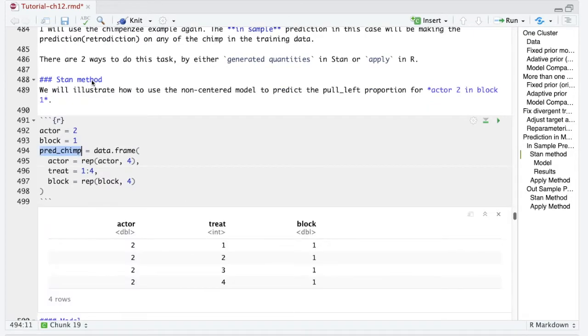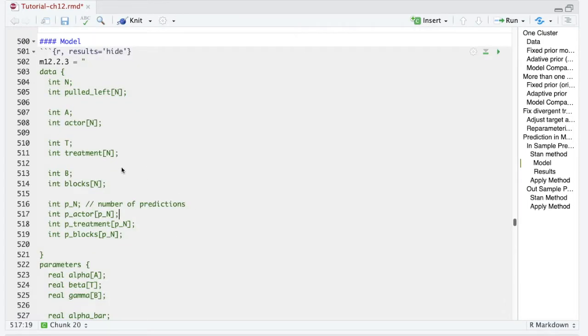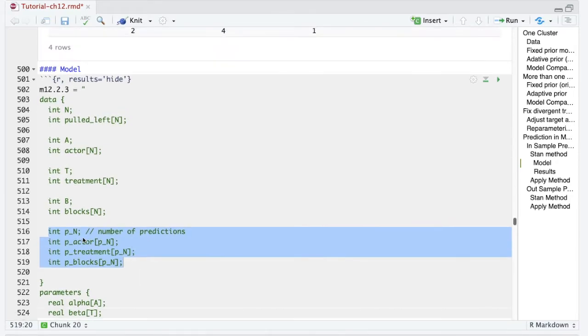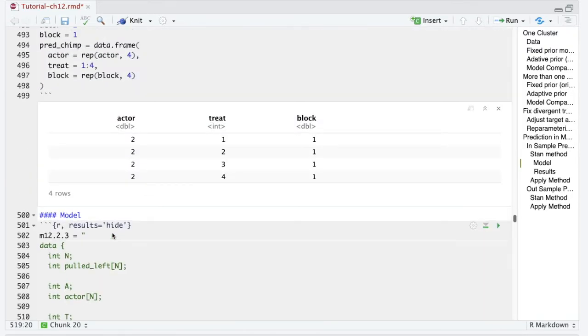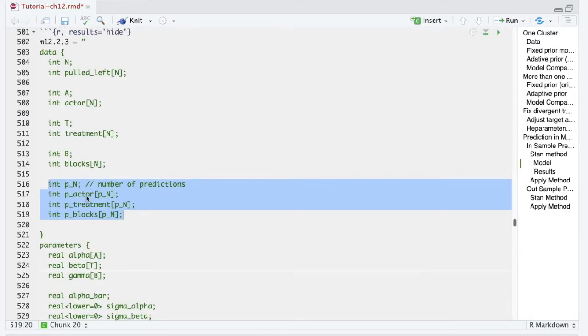Talk about the Stan method first. The first step is to make a data frame containing the predictors we want to make backtest from. You can see we want to backtest on the second chimpanzee on block 1 and with different treatments 1, 2, 3, 4. And then we need to make some small modifications on our Stan model. In the data block, we need a new place to insert our testing data. So you can see here, it's the number of predictions we're making, and the different predictor values, so actor values, treatment values, and block values.